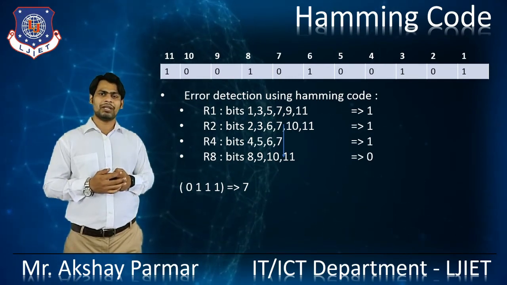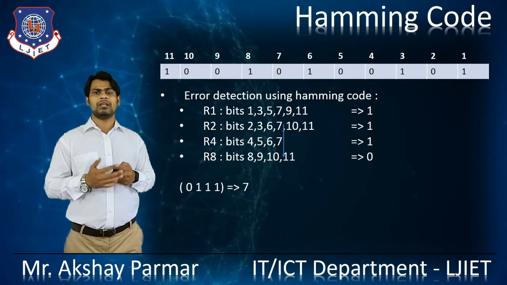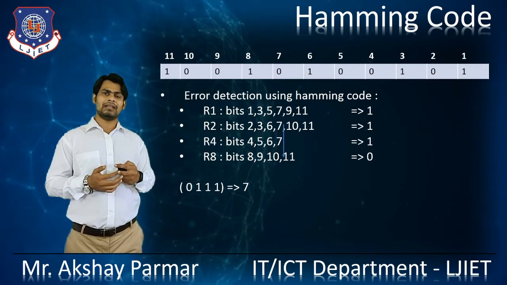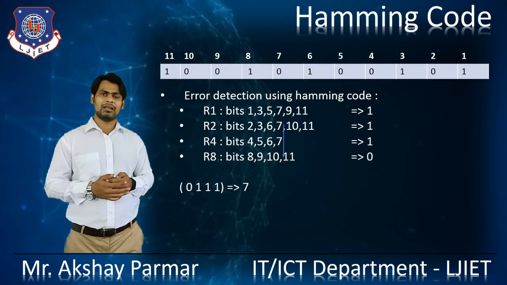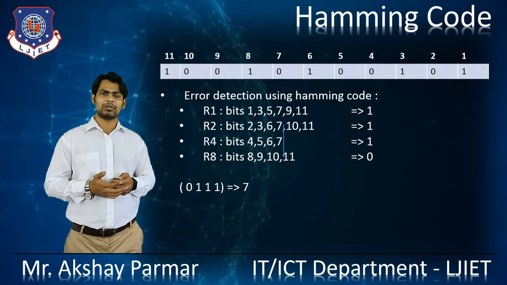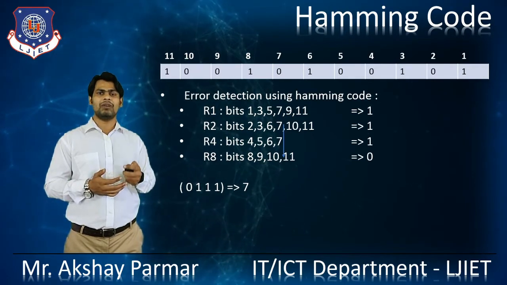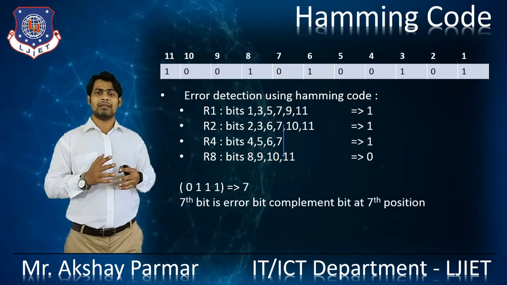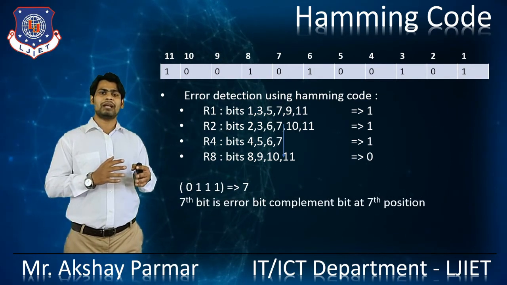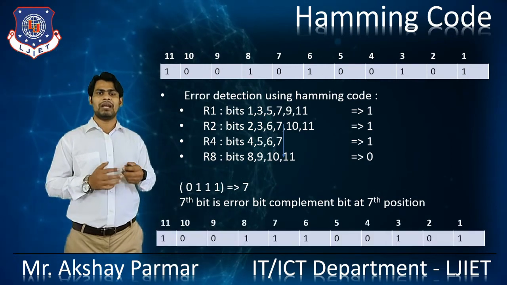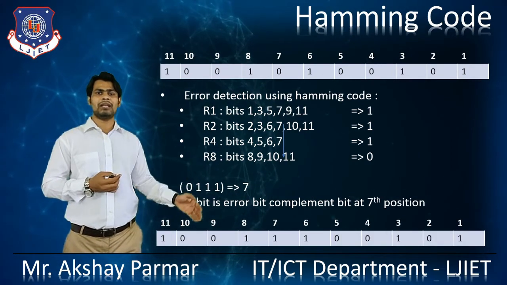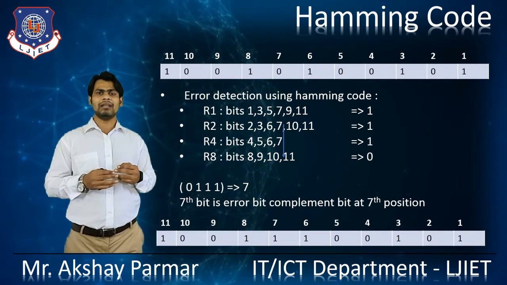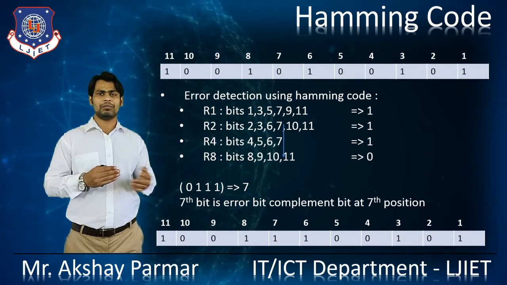So what is the possibility of the actual value? In the binary code the value is 0 or 1. So if we are getting 0 at the 7th position and it is erroneous, the only possibility is that the sender has sent 1 at the 7th position, right? So the error bit at the 7th position is complemented, and we are getting the value 1 at the 7th position. So that's how we are detecting and correcting the value at the 7th position, right?